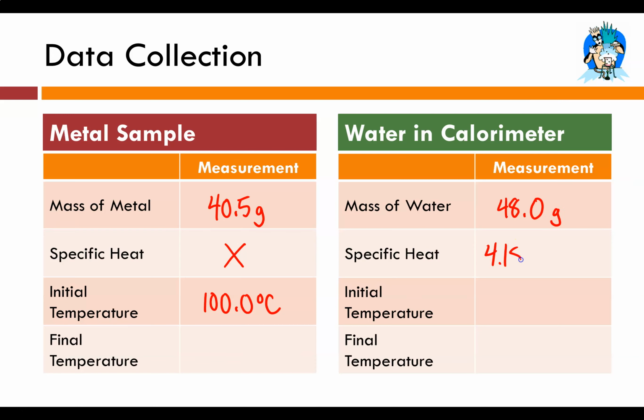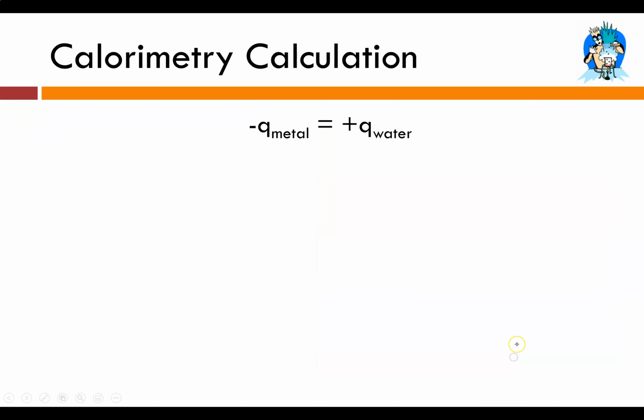The specific heat of water is a constant, 4.18 joules per gram degree Celsius. I just looked that up off the table. And I measured the initial temperature of the water in the calorimeter, and it was 21.5 degrees Celsius. Once I take that hot metal and put it into the relatively cool water in the calorimeter, I'm going to see the metal decrease in temperature and the water in the calorimeter increase in temperature. Ultimately, they'll end up at the same temperature, which was measured to be 27.7 degrees Celsius.